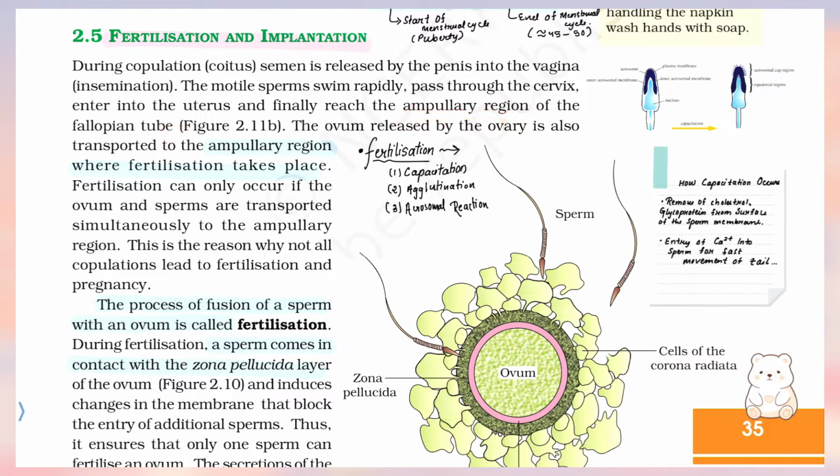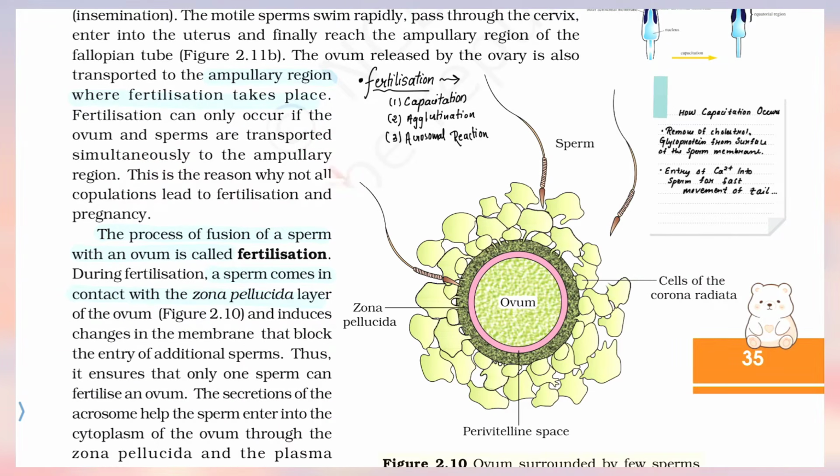The ovum released by the ovary is transported to the ampullary region where fertilization takes place. Fertilization can only occur if the ovum and sperms are transported simultaneously to the ampullary region. This is the reason why not all copulation lead to fertilization and pregnancy. The process of fusion of a sperm with an ovum is called fertilization.